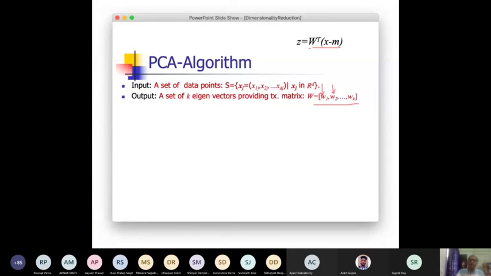Do you agree that there is a dimensionality reduction? What should be the dimension of W transpose? What is the dimension of W? K cross K? See, this is a column vector. How many rows? D rows. And how many columns? K columns, right? So it is D cross K. After transpose, it becomes K cross D. So this is K cross D, and what is the dimension of x minus m?